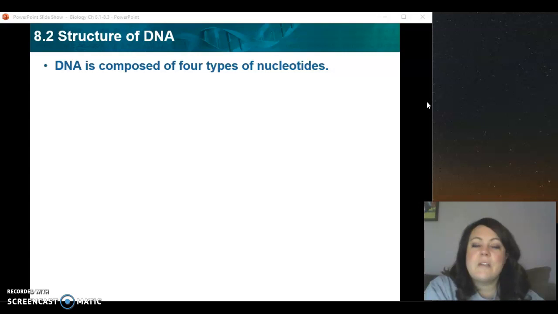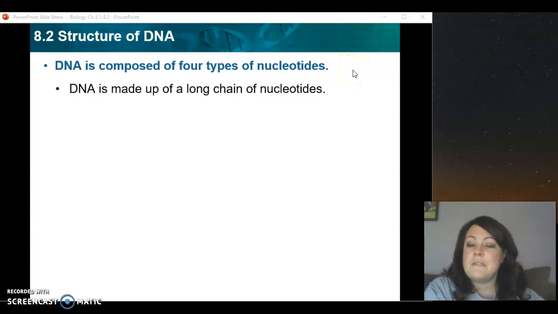DNA is composed of 4 types of nucleotides. Remember, back in chapter 3, we talked about the different types of nucleotides. We talked about different nucleic acids. The nucleotides are the building blocks of the DNA. So those 4 types are made up of the basic parts. The DNA is made up of a long chain of nucleotides. Remember, that's a polymer. The nucleotides would be the monomer.